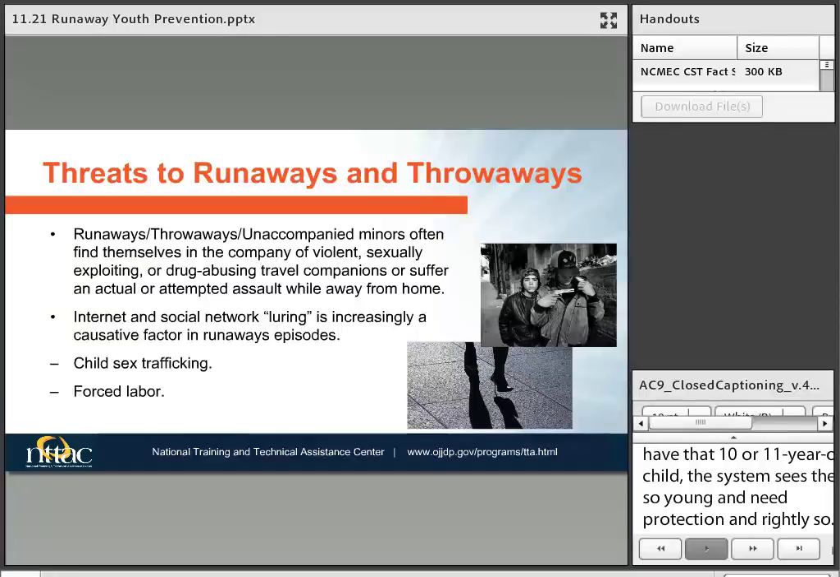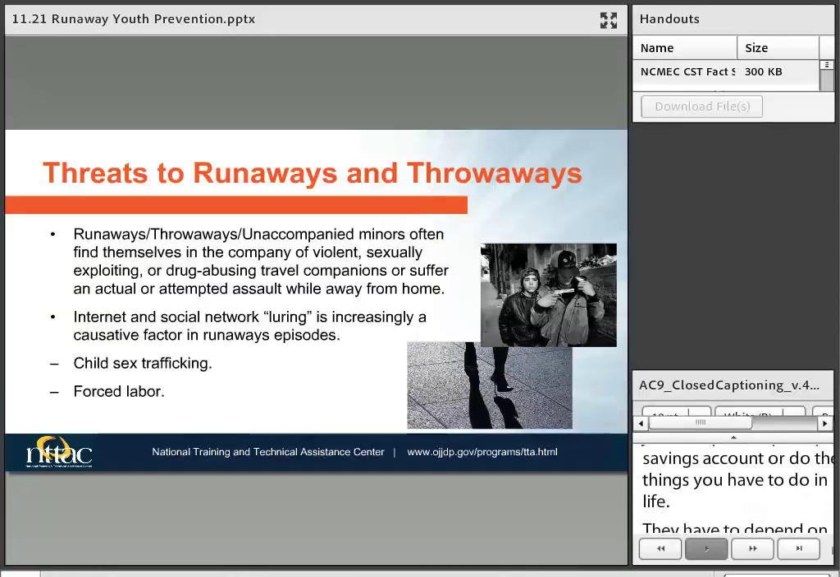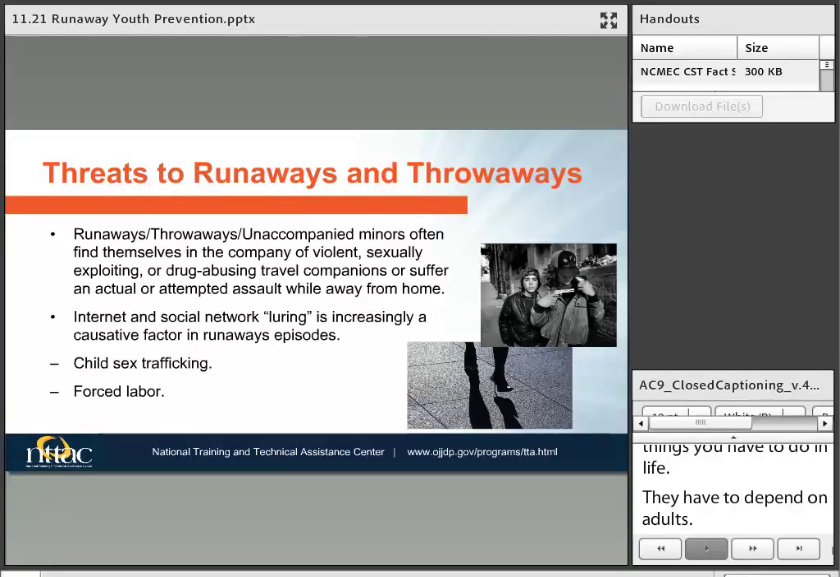And the problem with that is, when they have to depend on adults, sometimes with our society, there's a cost associated with that. And sometimes the only thing they have to offer is themselves. So they get out there, they may start associating with some of the street gangs that might be out there. They can creep into criminal conduct across the board.